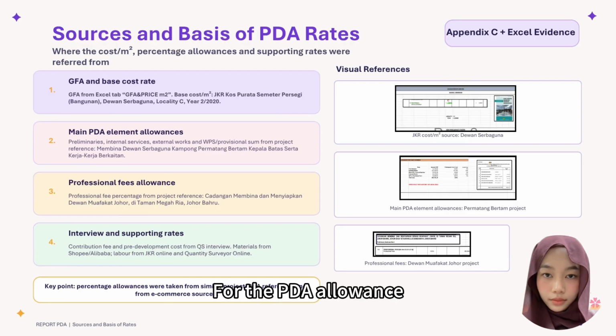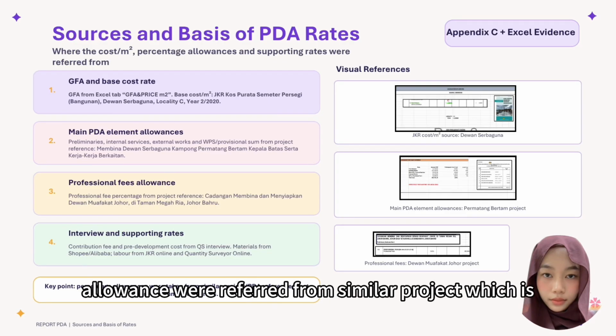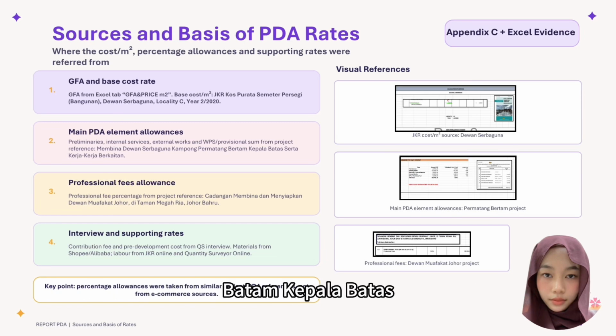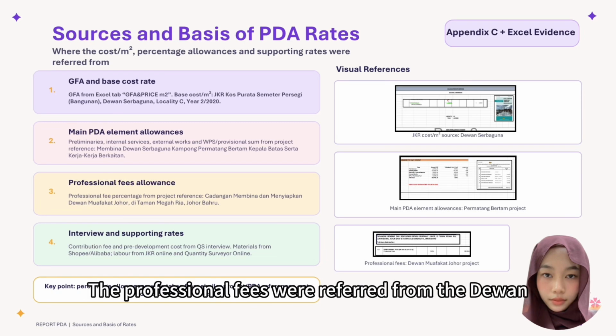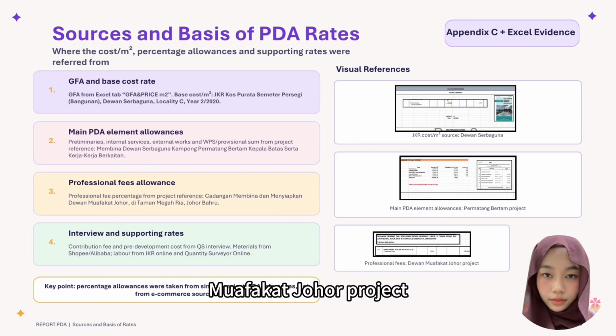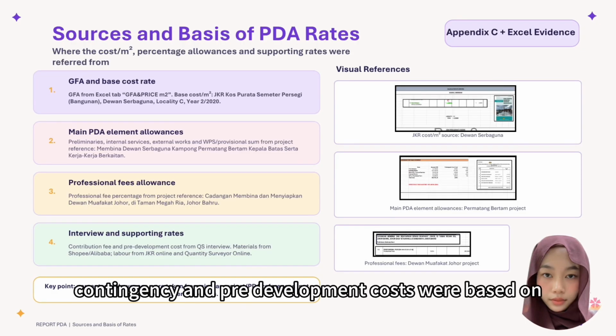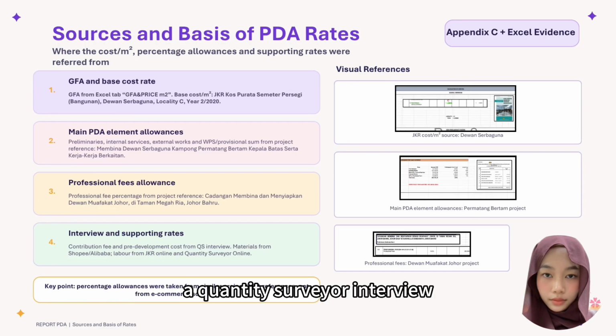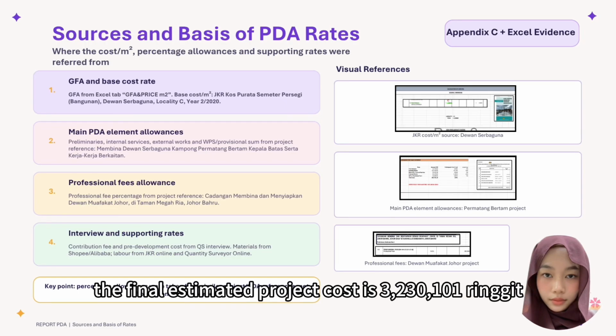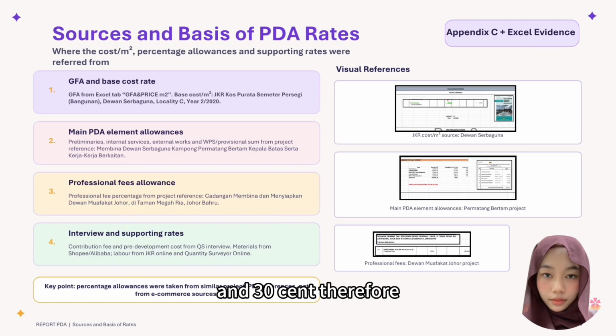For the PDA allowance, the main percentage allowances were referred from a similar project, which is Dewan Serbaguna Kampung Permatang. Per term kepada batas, the professional fees were referred from the Dewan Muafakat Johor project, while the contribution fees, contingency, and pre-development costs were based on a quantity surveyor interview. Based on the PDA calculation, the final estimated project cost is 3,230,101 ringgit and 30 cents.